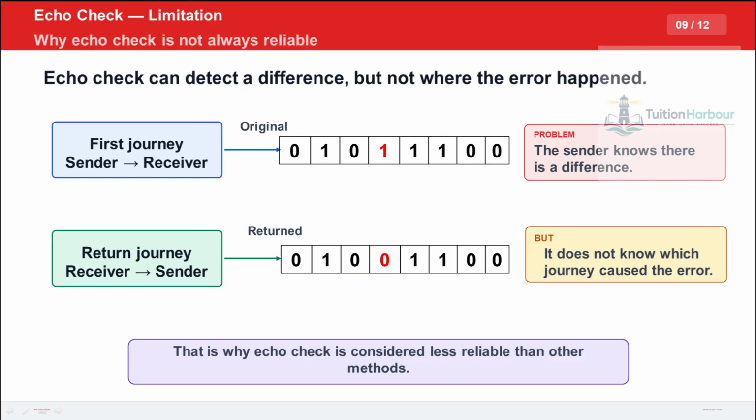Echo check limitation. Echo check is easy to understand, but it is not very reliable. If the return data is different, we know that an error happened, but we do not know where the error happened. The error may have happened when the data was sent to the receiver, or it may have happened when the data was sent back to the sender. So echo check can show that there is a problem, but it cannot clearly show where the problem happened.